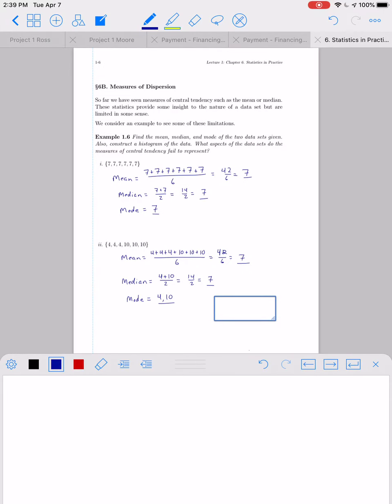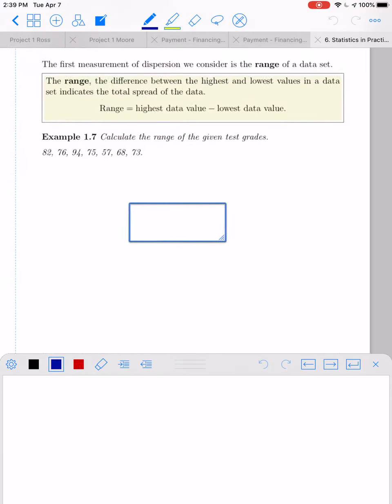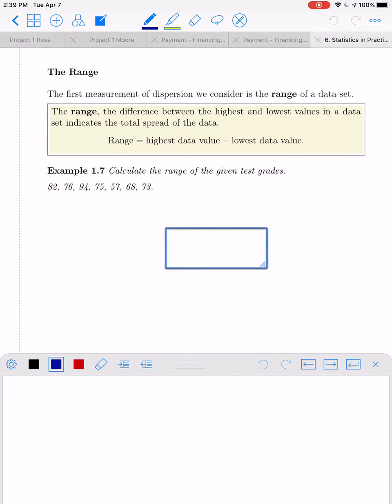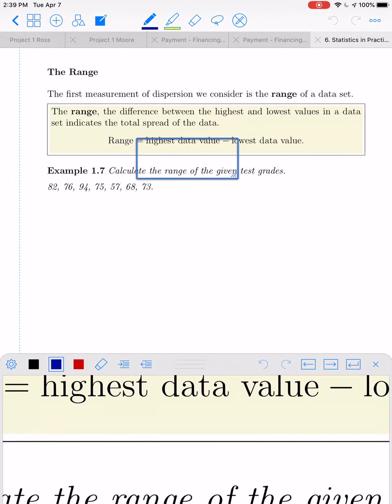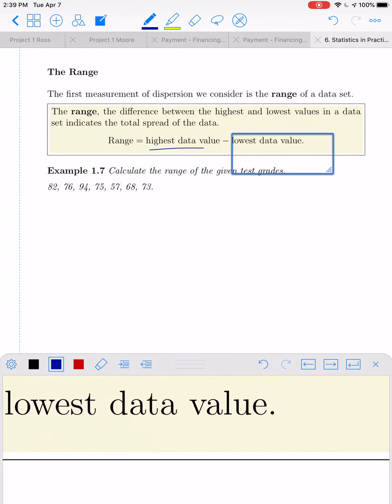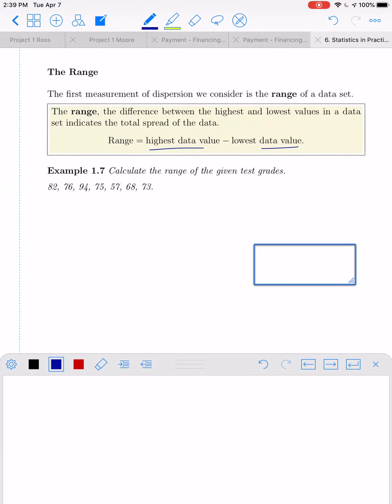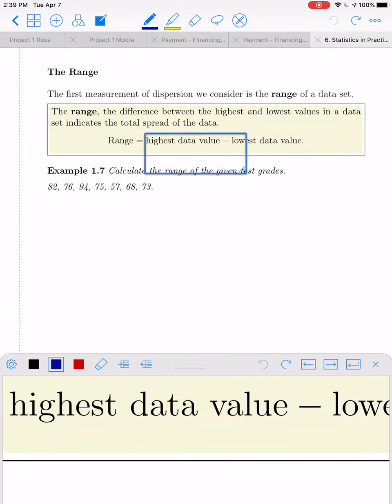We'll have two measurements for that. The first is the range. The range is literally just the difference between the highest data value and the lowest data value. So we just find the highest value on the list, subtract from it the lowest value, and we've got the range. It's a pretty easy calculation.